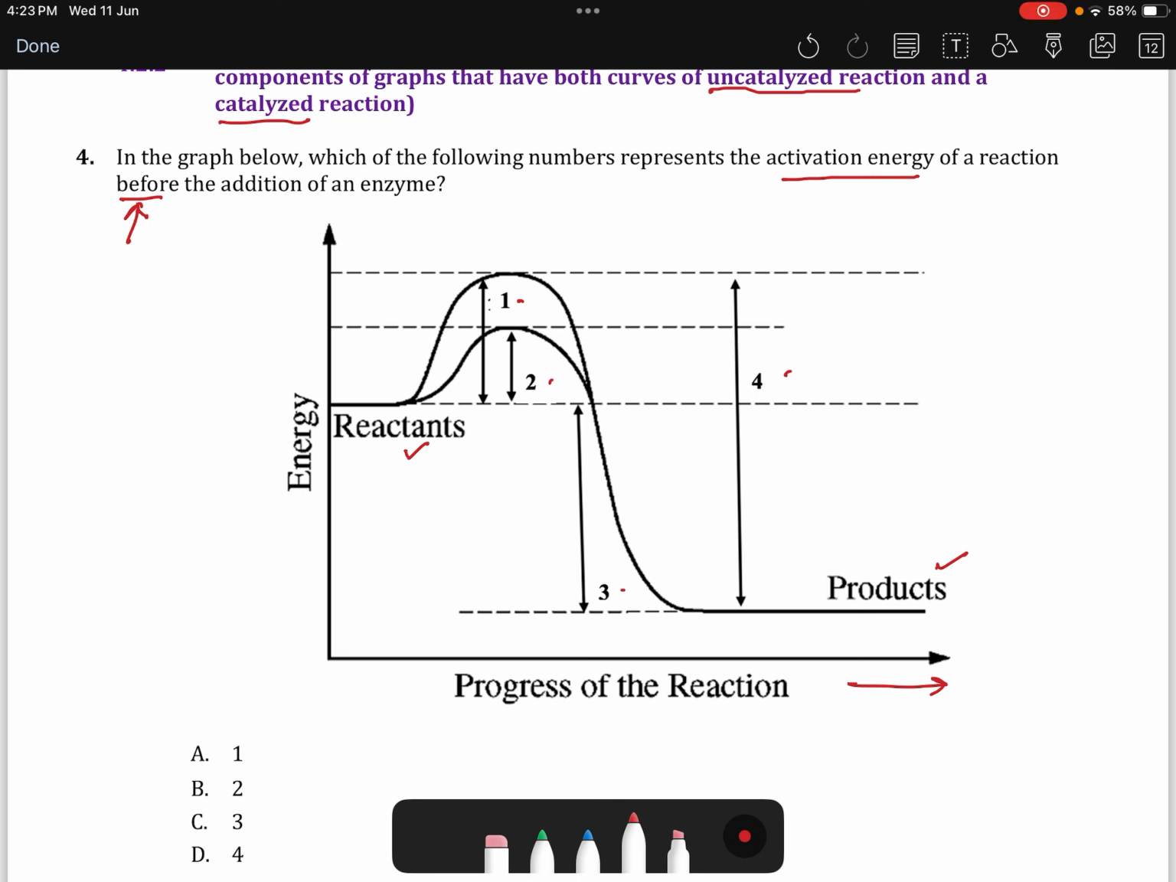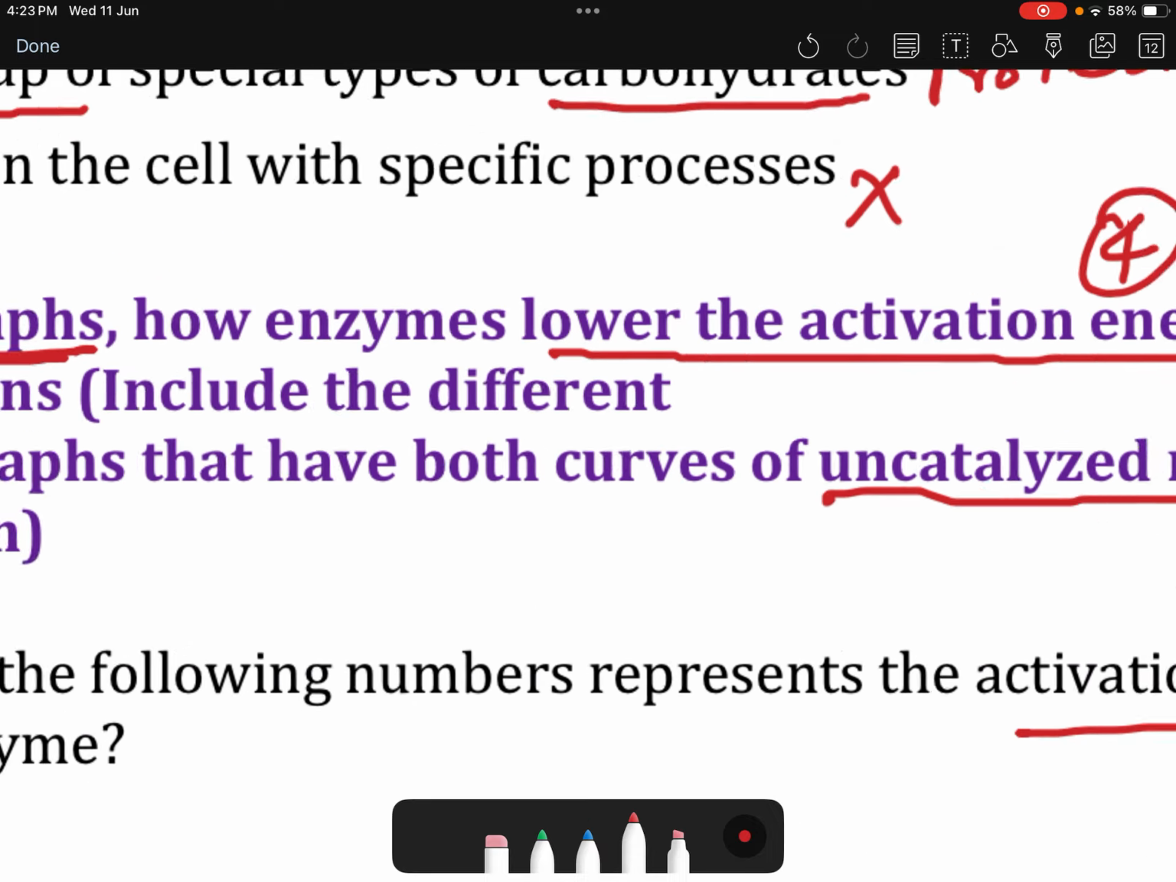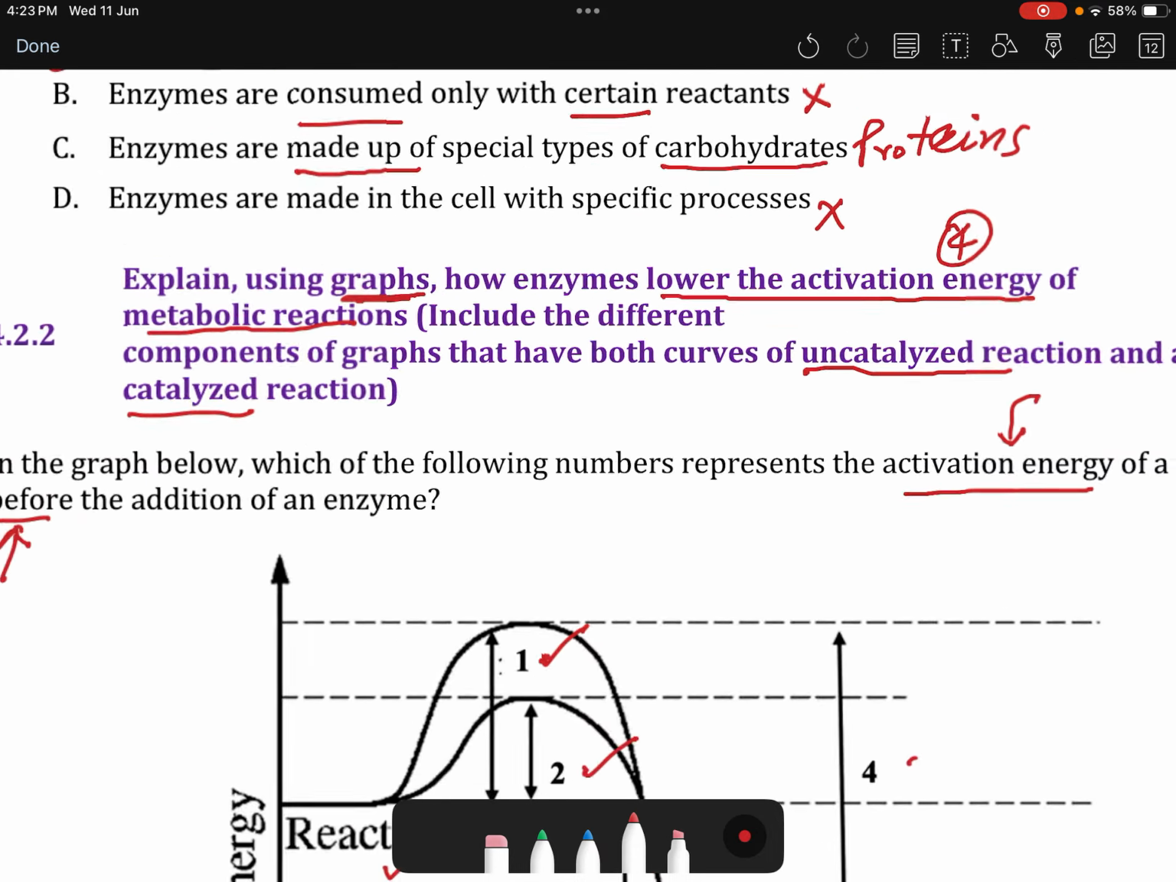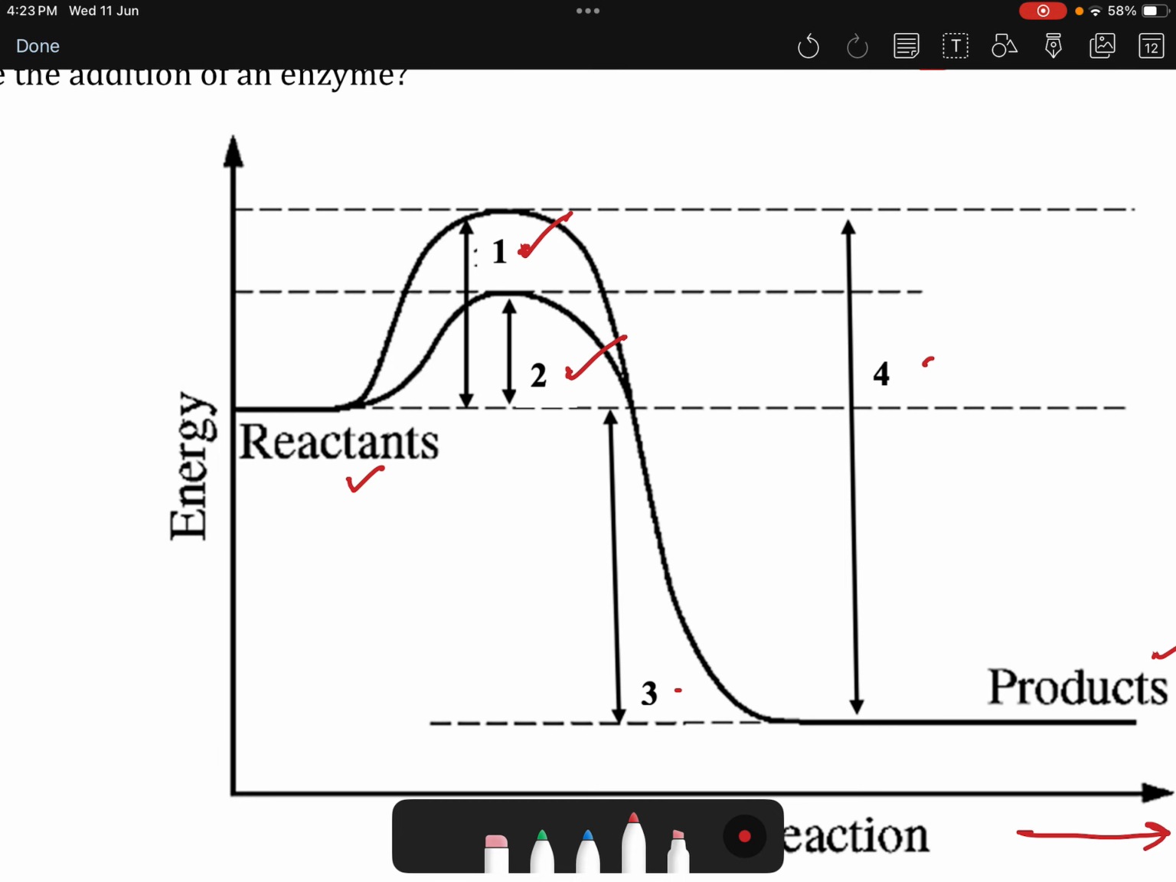So basically what he wants from you is activation energy. These two are the activation energies, number 1 and number 2. The higher activation energy is without enzyme, as it says over here, enzymes lower the activation energy. So the activation energy which is less, number 2, is with enzyme, and number 1 is without enzyme.